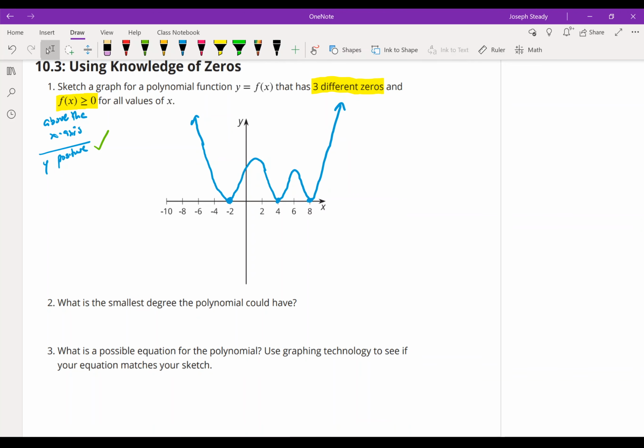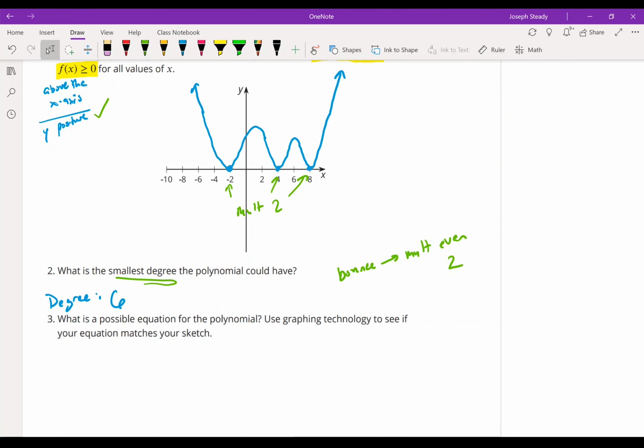So here's the question. What is the smallest degree this polynomial could have? Well, I know in order for it to be a bounce at those x-intercepts, that means it must have been a multiplicity that was even. And the smallest even number is 2, which means that if this has a multiplicity of 2, and so does this, and so does this, that's going to give me a degree of 6 as the smallest possible degree.